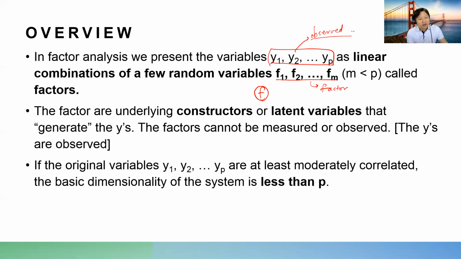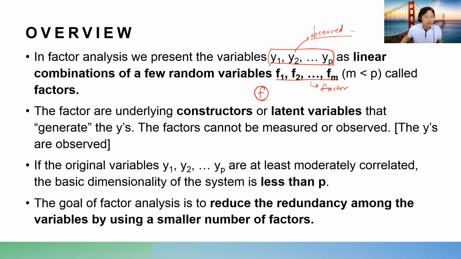If the original variables Y1 through Yp are at least moderately correlated, then the basic dimensionality of the system is less than p. To run factor analysis or principal component analysis, your observed variables should be correlated, at least moderately. If they are not correlated with each other, there's no reason to run factor analysis or PCA, because both are based on the covariance or correlation matrix. Using the correlation information, we want to extract common factors. If there is no correlation among variables, you can't find good results. That's very important.